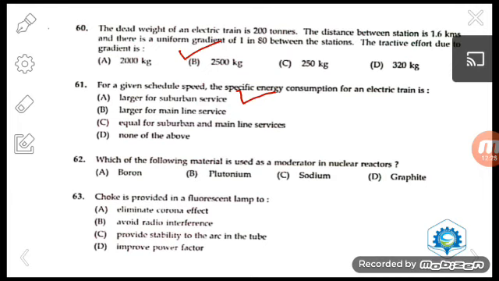And the next question is, which of the following materials is used as a moderator in nuclear reactors? So in nuclear reactors we are using graphite as the moderator, so option D is correct. And next one is, chalk is provided in a fluorescent lamp to. Option C is correct, that is chalk is used to provide stability to the arc in the tube.